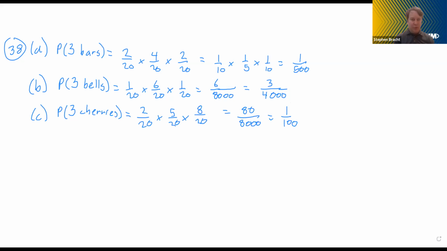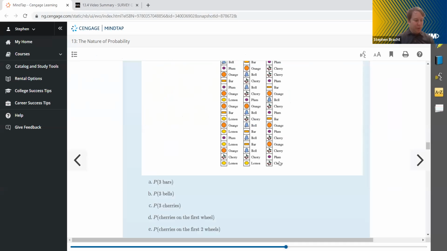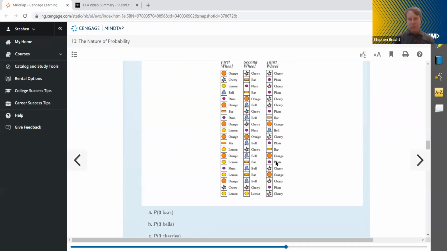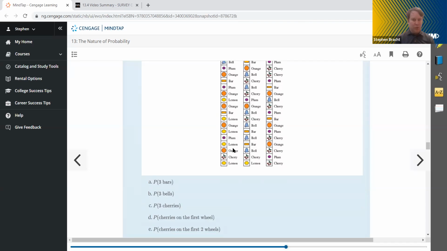And then D, it says, what's the probability of getting cherries on the first wheel? With this, because they're independent, it doesn't matter what happens with the second or third wheel, just what happens with the first wheel. So we can ignore the second 2 wheels. On the first wheel, we see that there are 2 slots labeled cherry out of 20 slots total. So the probability of cherries on the first wheel is just 2 out of 20, or 1/10.